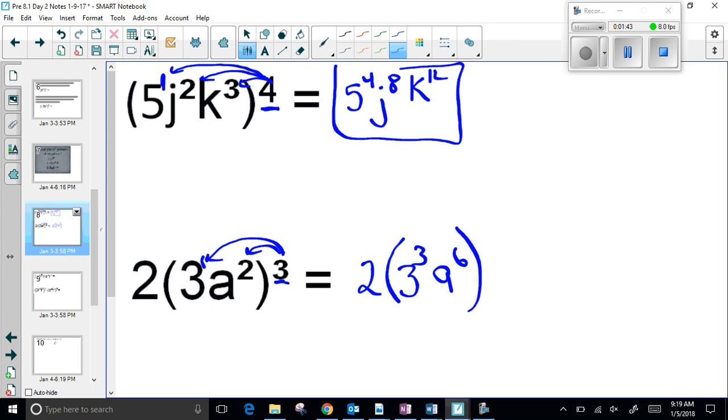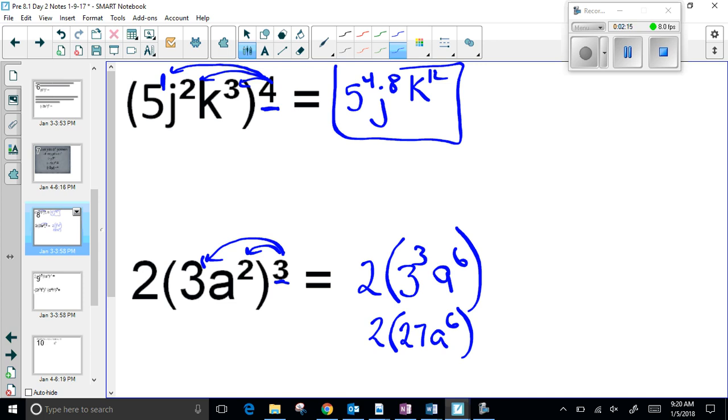Now from here, it could really help if we take this 3 to the 3rd and make it a 27. What we don't want to do is do 2 times 3 and raise that to the 3rd power, because 6 times 6 times 6 is different than what we would get if we just made this a 27 and then doubled it. So now we've got 27 times a to the 6th, but we still need to multiply times 2.